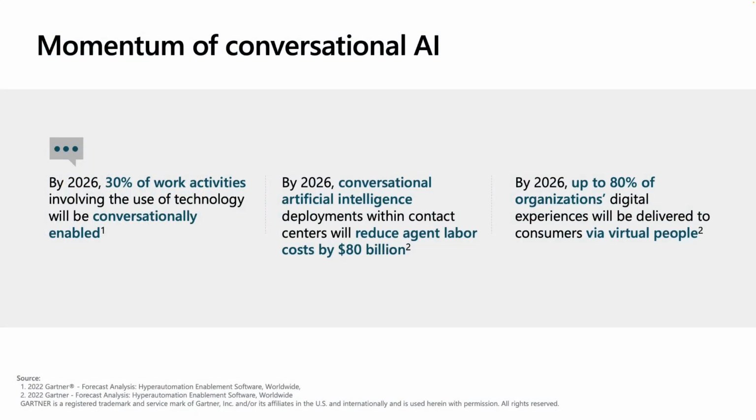Well, let's talk a little bit about what Gartner is predicting we'll be experiencing as enterprises in 2026. Some of these numbers may surprise you. First, by 2026, 30% of work activities will be conversationally enabled, meaning I can use my natural language conversationally to handle work activities that might have otherwise been manual or mundane. Gartner also predicts that within contact centers specifically, agent labor costs are expected to be reduced by $80 billion by leveraging conversational artificial intelligence. In fact, we're already seeing a lot of this happening with a large number of enterprise customers we work with daily. Lastly, by 2026, it's predicted that 80% of organizations' digital experiences will be driven by virtual people through tools like generative AI.